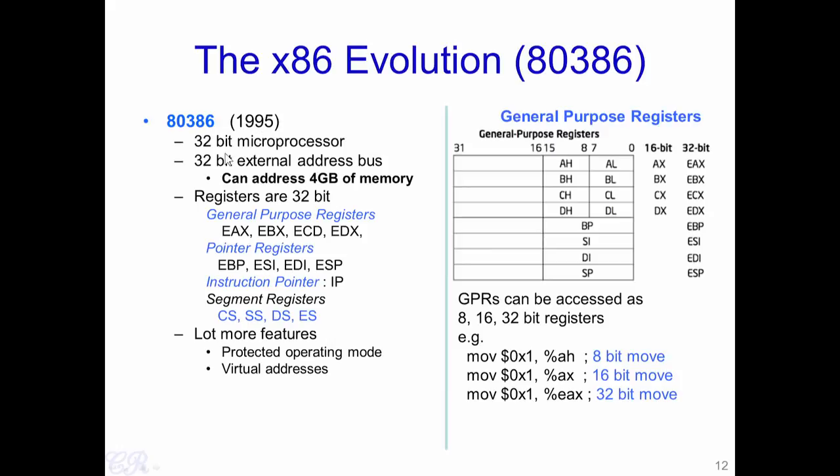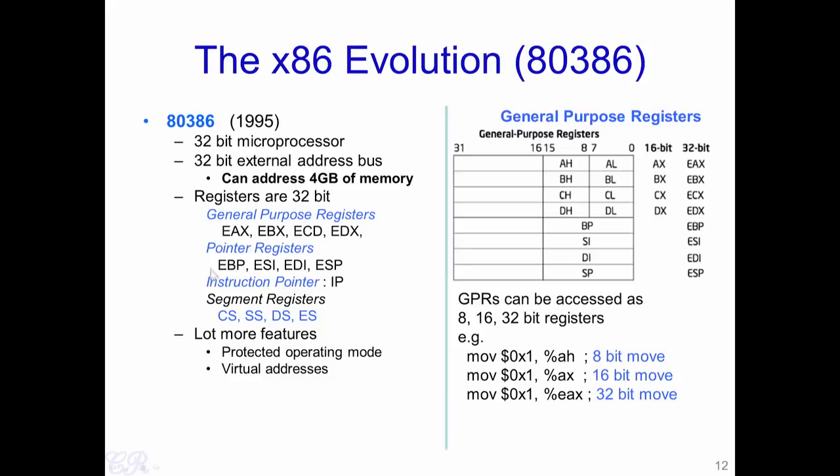One big step in the Intel systems came when the 386 was invented in 1985. These are 32-bit microprocessors. This particular processor had a 32-bit external address bus. Therefore, it could address 2 power 32 memory addresses. 2 power 32 is 4 gigabytes of memory. What this means is that a system could have up to 4 gigabytes of RAM present in it.